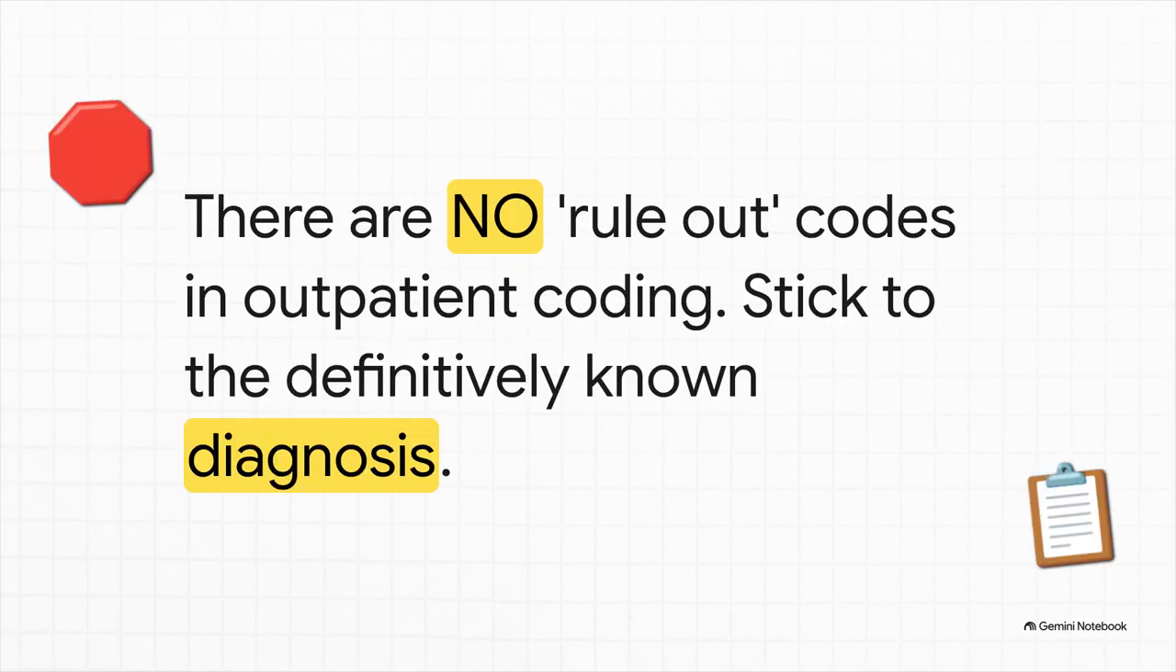Now, here is a firm rule that trips up a surprising number of people. There are literally no rule-out codes in outpatient final diagnosis coding. None. You simply cannot code rule-out appendicitis as a final diagnosis on a claim. There's no code for that. If you haven't confirmed a diagnosis, you must instead code the known diagnosis, symptom, condition, or problem, like right lower quadrant pain. Always stick to what is definitively known.